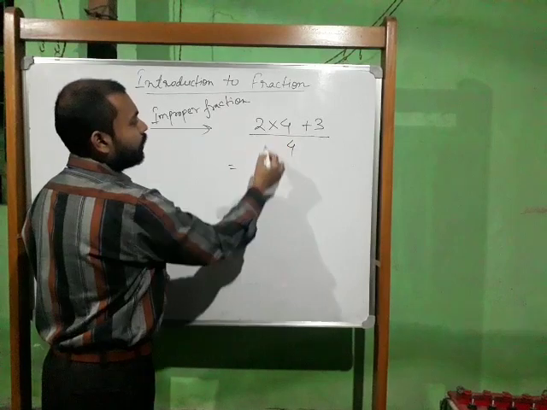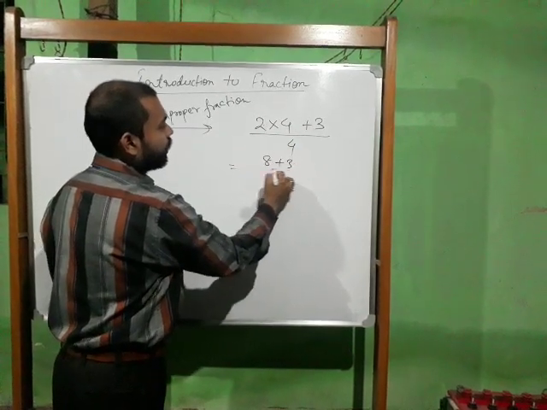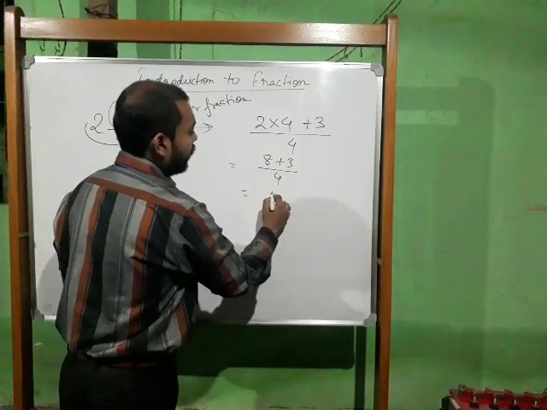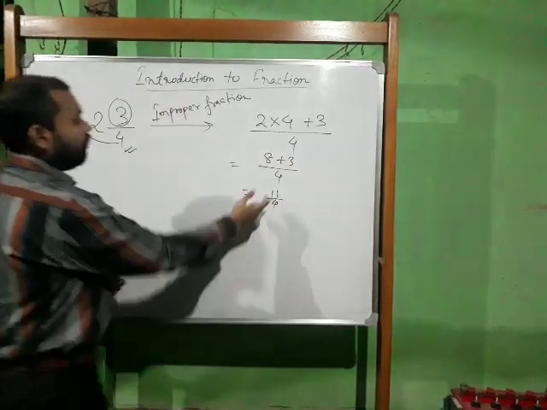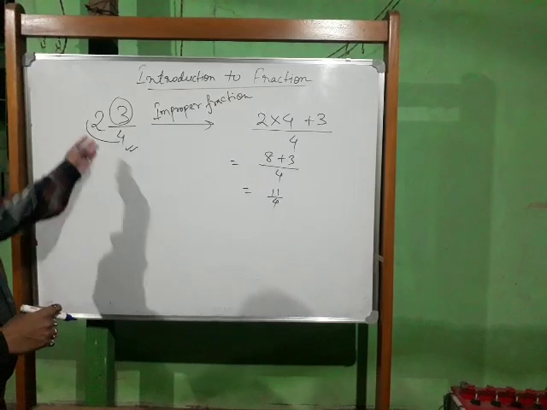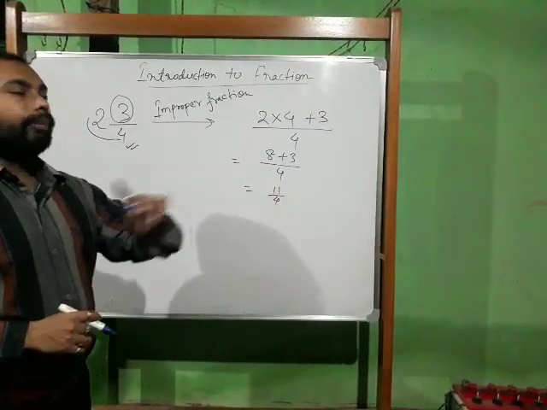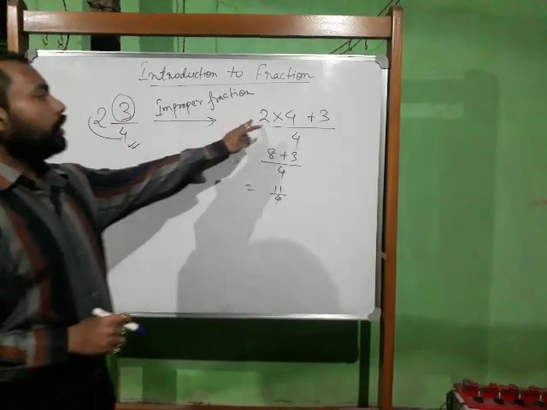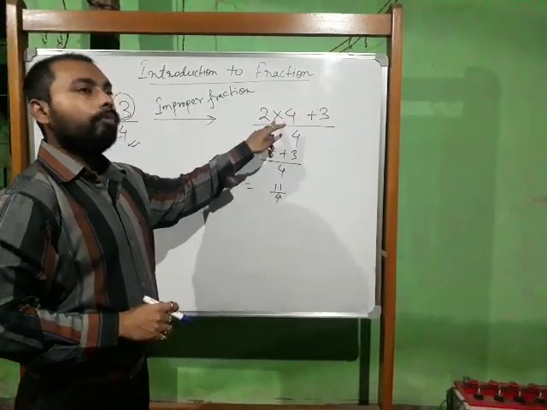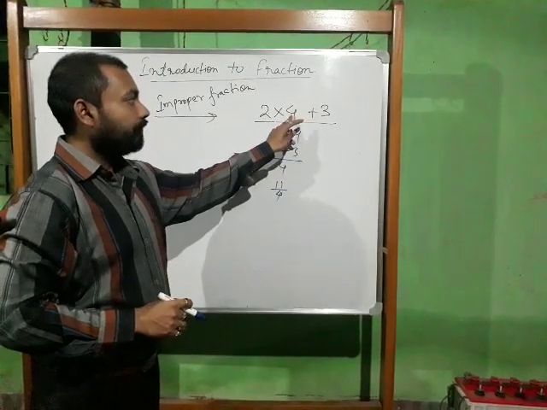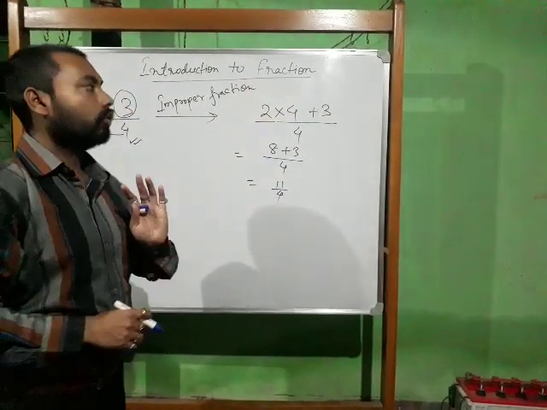So 4 into 2, it is 8. 8 plus 3 divided by 4. So 8 plus 3, it is 11 by 4. So 11 by 4 is the answer. So this mixed fraction is converted into improper fraction. Keep one thing in mind, 2 into 4 plus 3: first you have to do multiplication, then only addition. Don't do addition first, then multiplication, or your answer will come wrong.